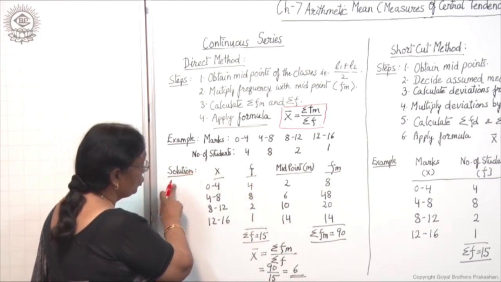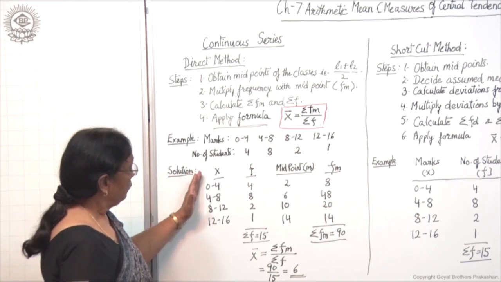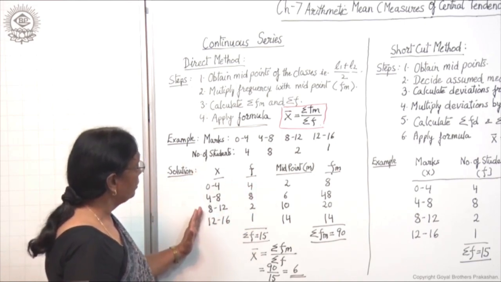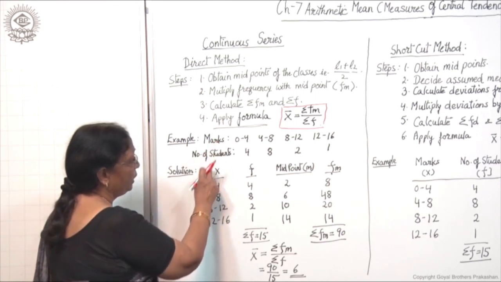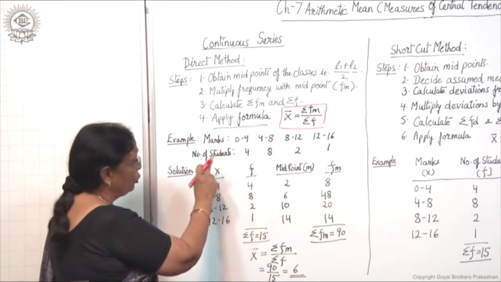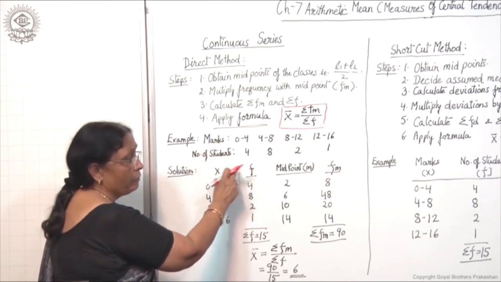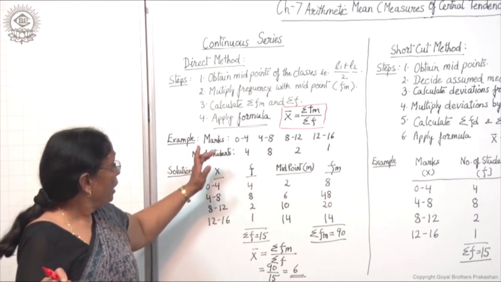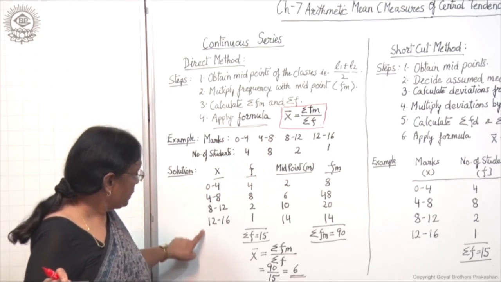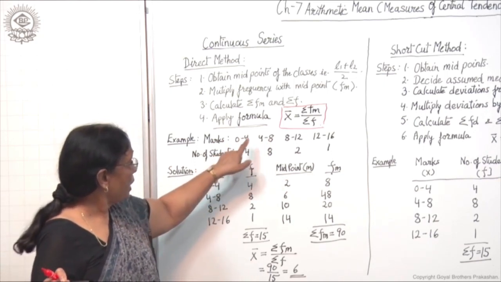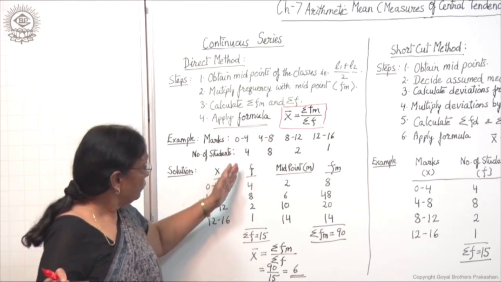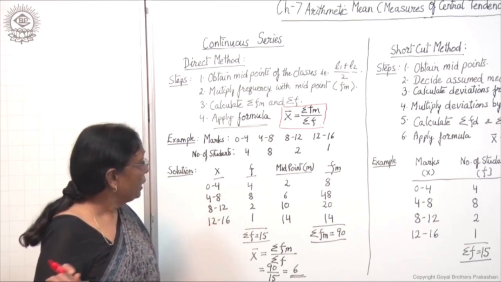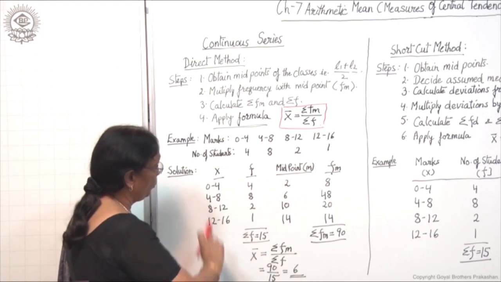Now for the solution, follow these steps. First, make the x column, marks that are supposed to be x, and as I told you, number of students, that will be the frequency, that is the f column, and copy down the data in the same order here as given in the question. Frequency, copy down in the same order. Then you have to calculate the midpoint.